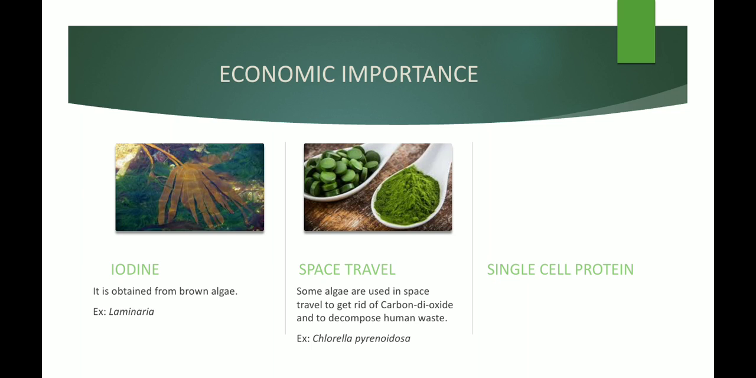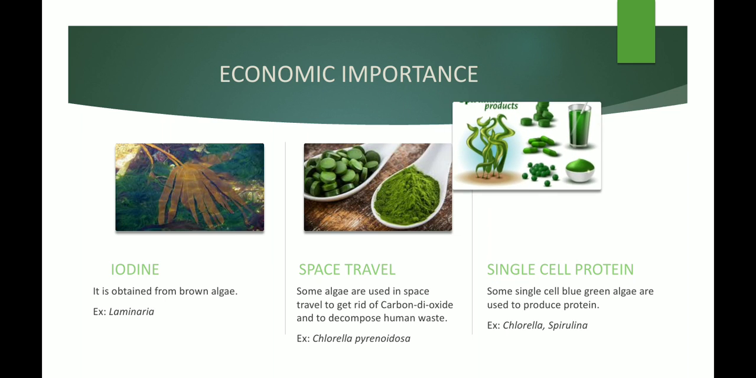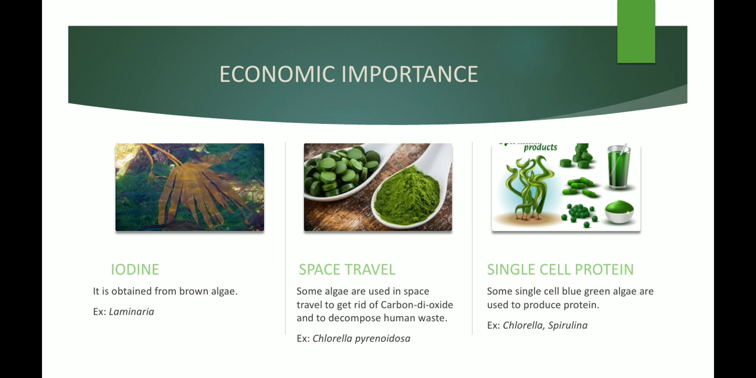The last one is single cell protein. Single cell protein means the protein source which is prepared from single-cell algae. The single-cell algae, which is a protein source, is called single cell protein. We have different kinds of algae which are a good source of protein and other minerals, and can be a food supplement. So Chlorella and Spirulina are considered nutritious food supplements, and are found in the markets. So this is Spirulina, which can be consumed as pellets, tablets, or powder.